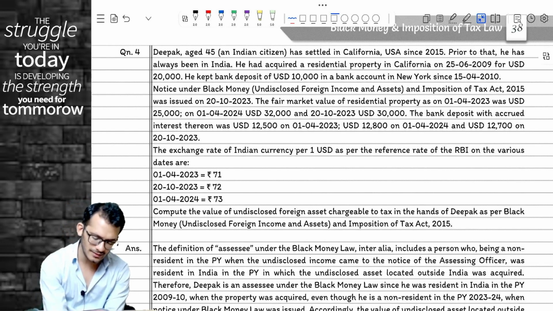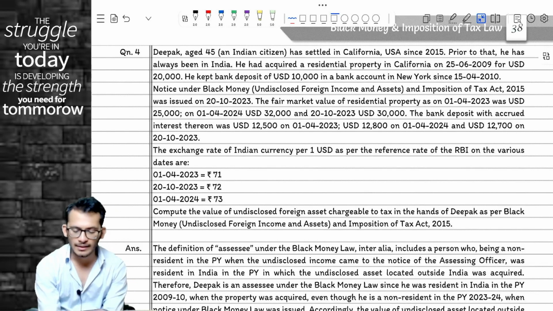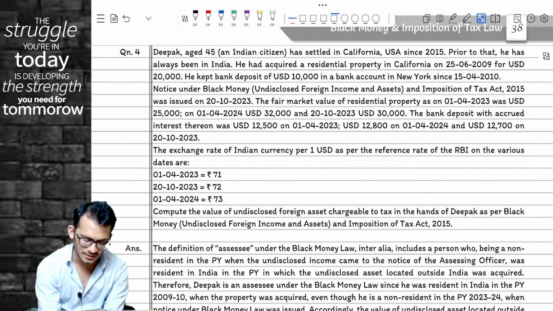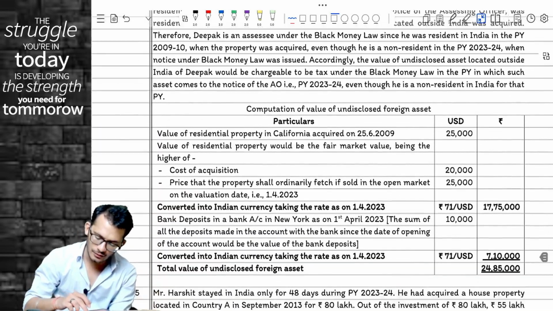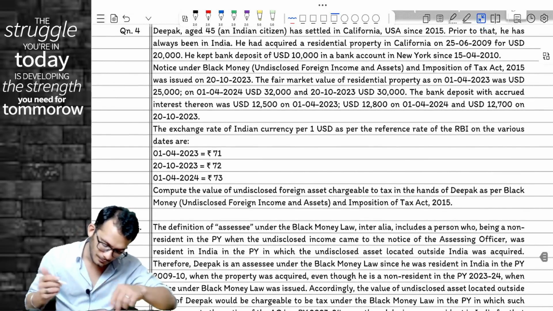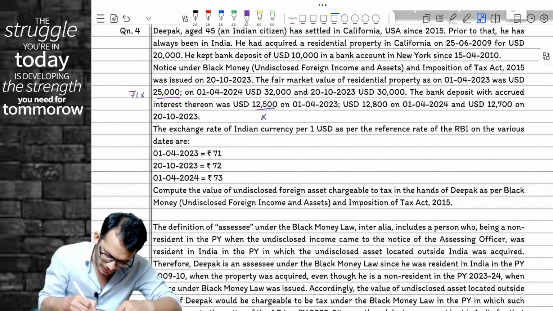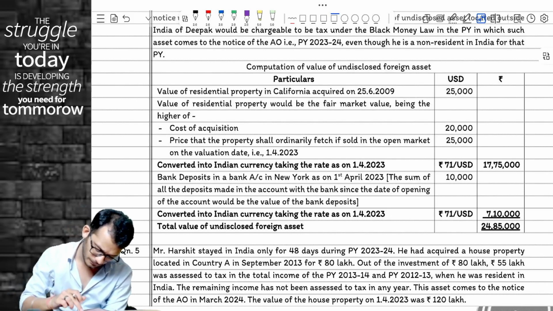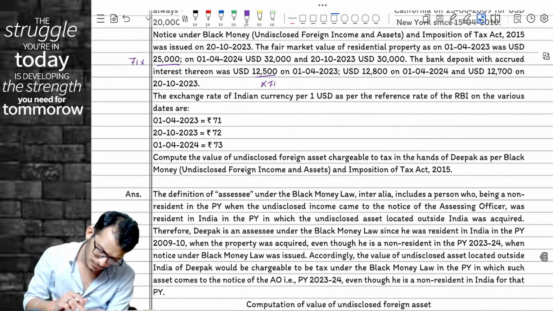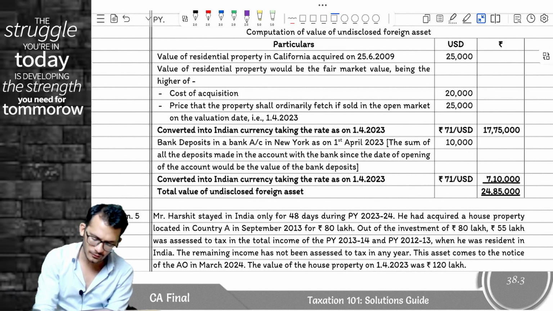The bank deposit with accrued interest thereon was 12,500 on 1st April 2023, 12,800 on 1st April 2024, and 12,700 on 20th October 2023. In this case, again it will be 1st April 2023, which is $12,500. The exchange rates of USD to the RBI reference rate are given as follows. Since you are doing it on 1st April, it will become 71 rupees. You are required to calculate the undisclosed income. What will be the undisclosed income? In the first scenario, we will take 25,000 into 71. In the second scenario, we will take 12,500 into 71. So they have done the same thing. It is 25,000, and then for the 10,000 deposit, 12,500. They have multiplied that with 71 rupees and then they've got the numbers.